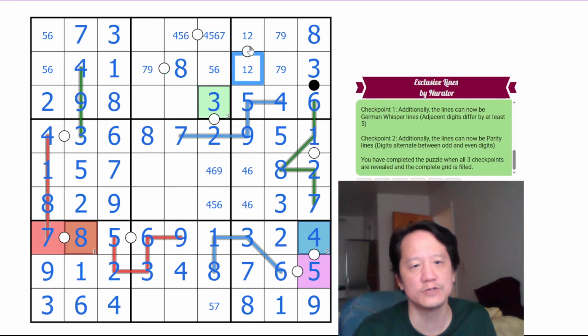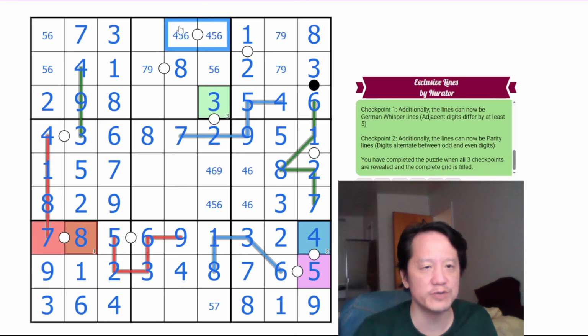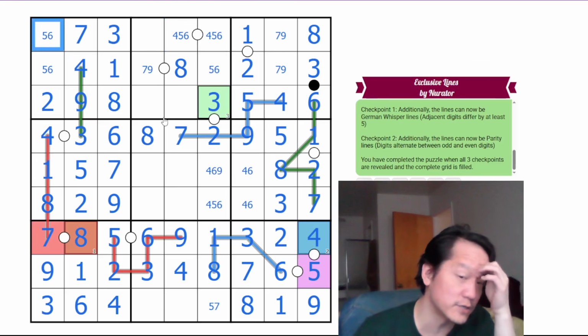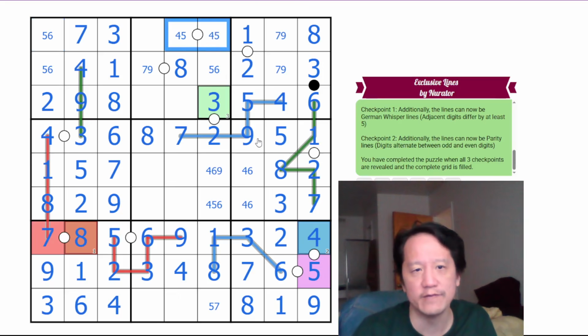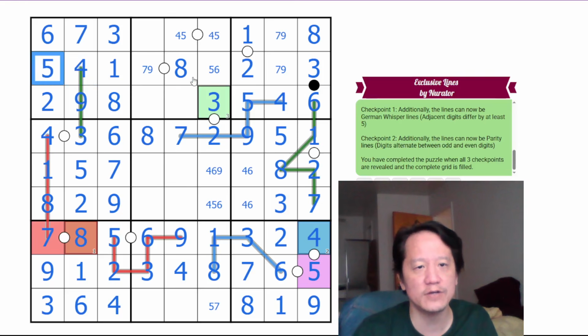1 eliminates 1 here, so it's 2 and 1 there. 7 eliminates possibility of this being 7. So for this to be consecutive, we can no longer have this be 5 and 6 because that would eliminate all possibilities for that cell there. So this must be 4 and 5, which eliminates 4 and 5 in the rest of the row and box. This can't be 5, it's 6, which makes this 5 here, which makes this 6. 6 eliminates 6 in the rest of the column.